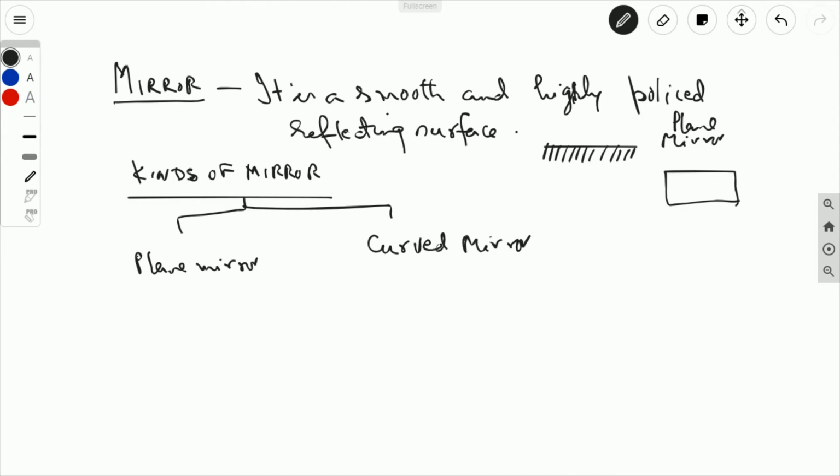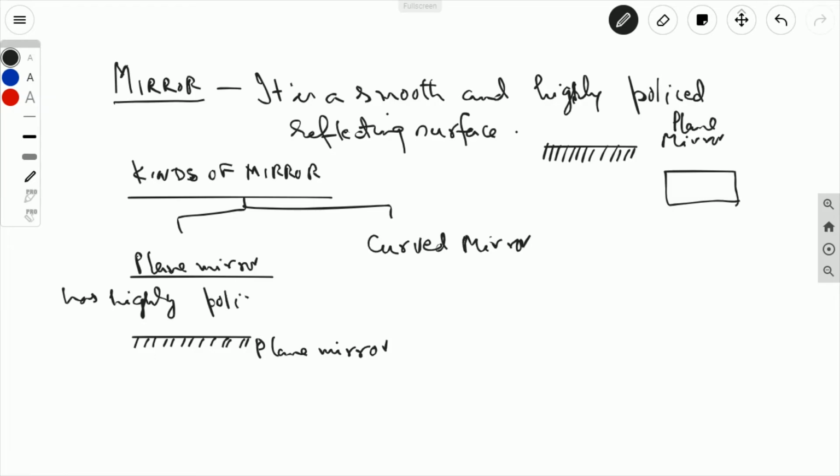Now, what is a plane mirror? I told you that a plane mirror is a highly polished plane surface. Suppose we draw a line like this; in your house, you will see your face, and that is a plane mirror. The plane mirror has a highly polished plane surface. In the looking glass in your house, there is silver polish on the backside.